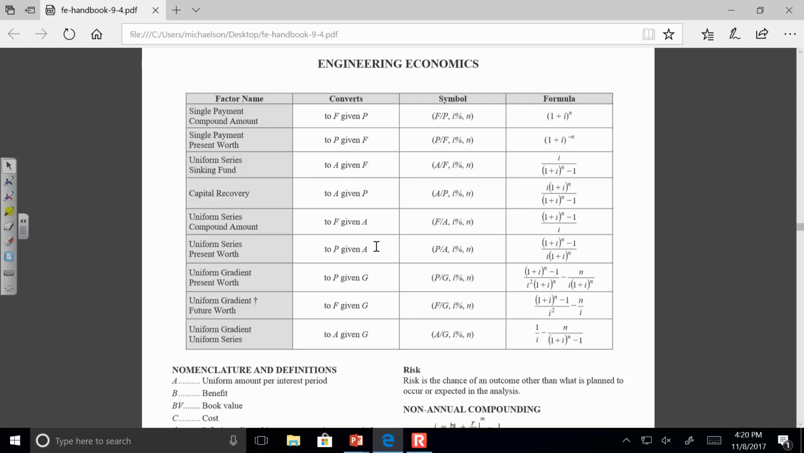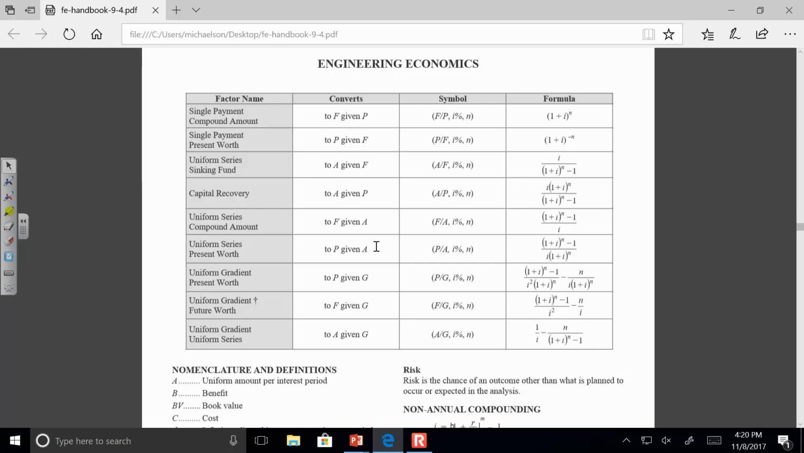Those factors are a function of whether you are trying to convert to a given future value given a present value. So if I put $100 into the account now, how much do I have later? If I put $100 into an account now, how much can I draw every year for, and so on and so forth. Does that make sense?